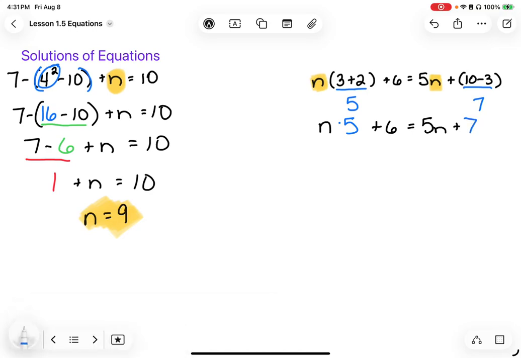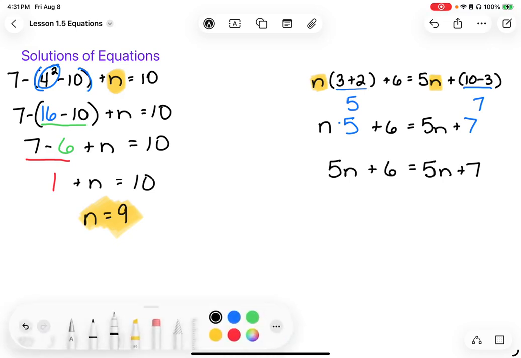All right, now there's really not anything else we can do to simplify this. Right at the beginning, that n times 5, we can rewrite that to look like 5n, which just looks a little nicer. So we've got 5n plus 6 equals 5n plus 7. There's nothing else we can do to simplify this because 5n and 6 are not like terms. So what value of n would make this statement true?